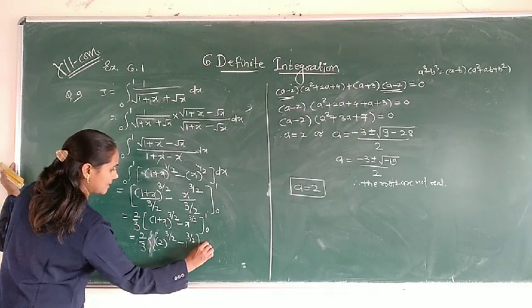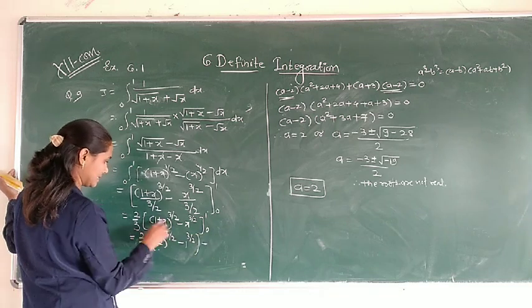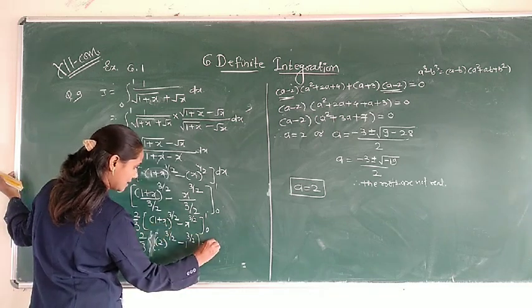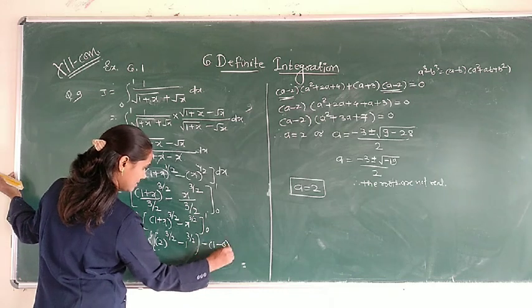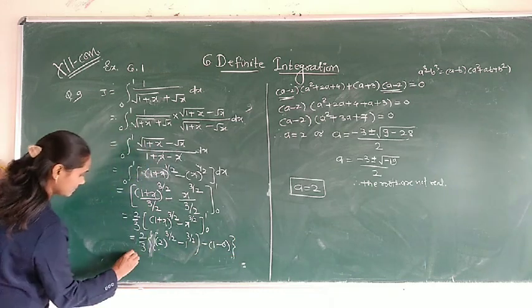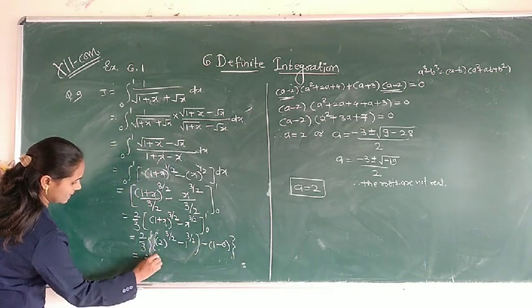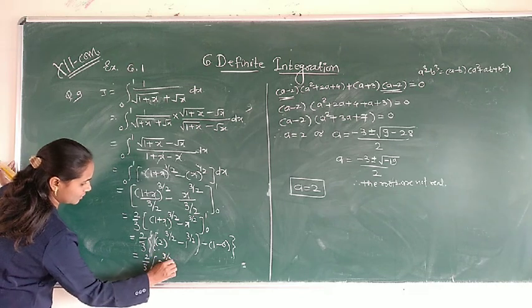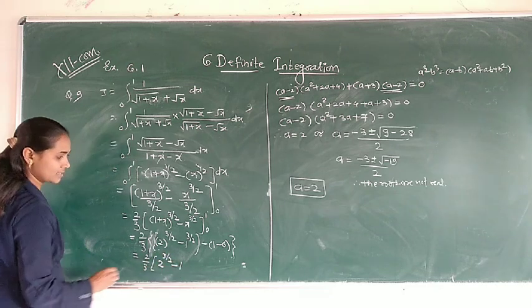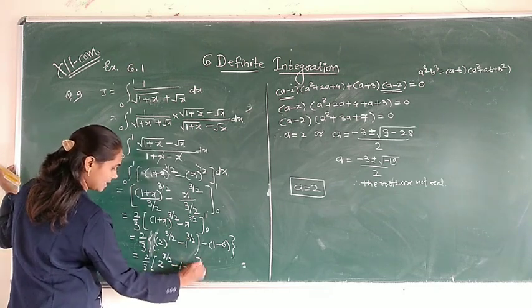This is upper limit minus, if we take lower limit, that is 0, 0 plus 1 it is 1 raised to 3 by 2, 1 minus 0. 2 by 3 in bracket 2 raised to 3 by 2 minus 1 raised to 3 by 2 is 1 and here it is minus 1.